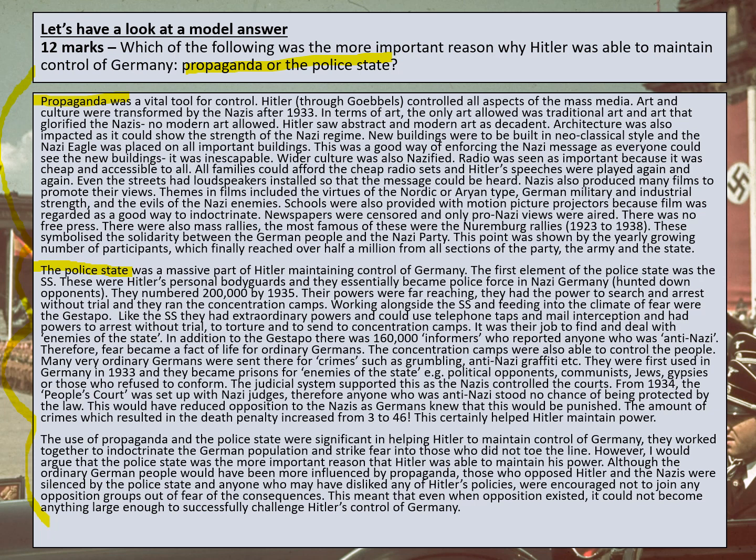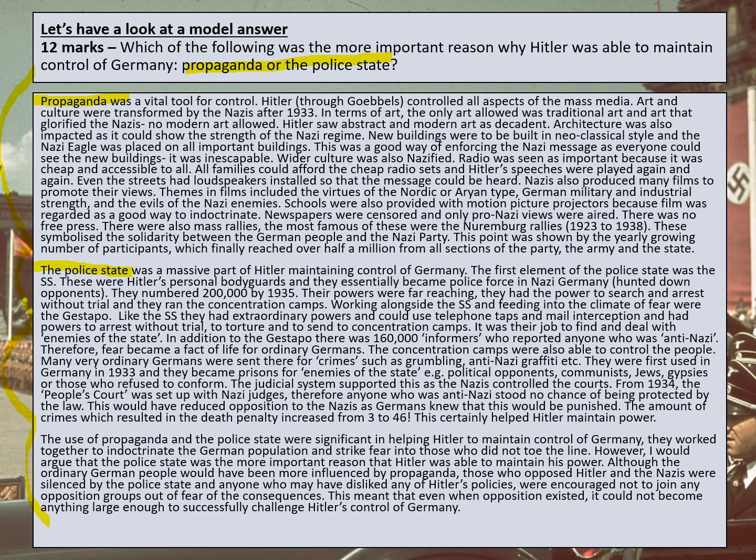Nazis also produced many films to promote their views. Themes in films included the virtues of the Nordic and Aryan type, German military and industrial strength, and the evils of the Nazi enemies. Schools were also provided with motion picture projectors because film was regarded as a good way to indoctrinate. Newspapers were censored and only pro-Nazi views were aired. There was no free press.